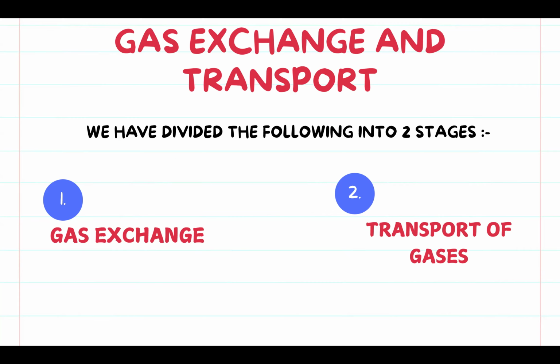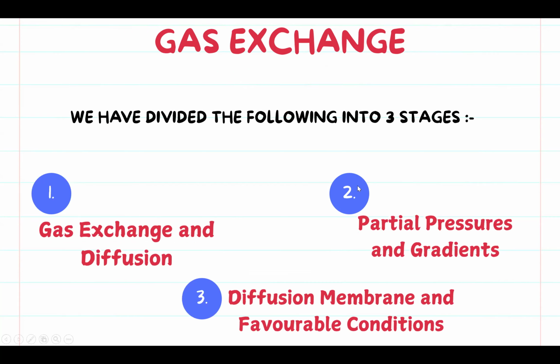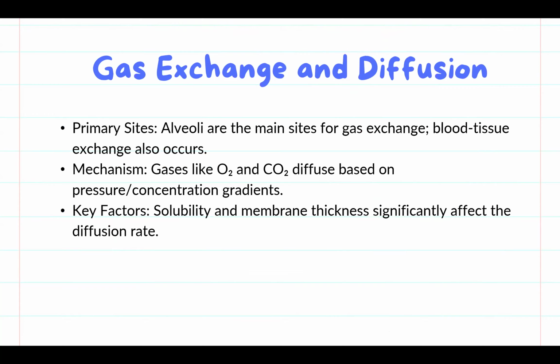Now I shall proceed with the gas exchange and transport. We have divided this into two stages: gas exchange and transport of gases. Gas exchange is divided again into three parts: gas exchange and diffusion, partial pressure and gradients, and diffusion membrane and variable conditions.